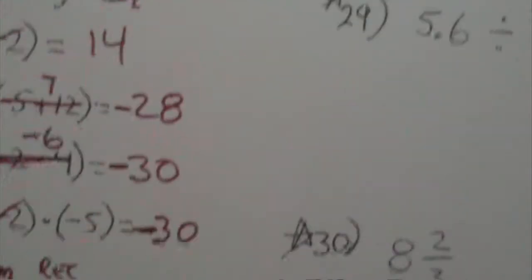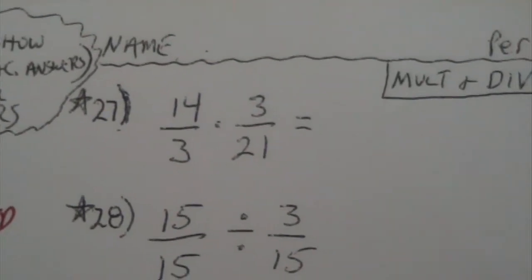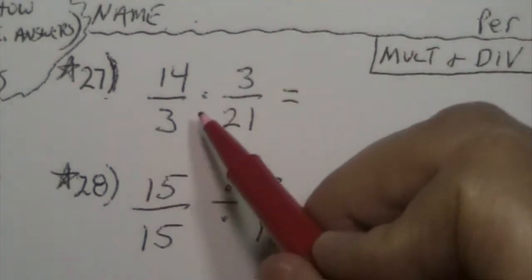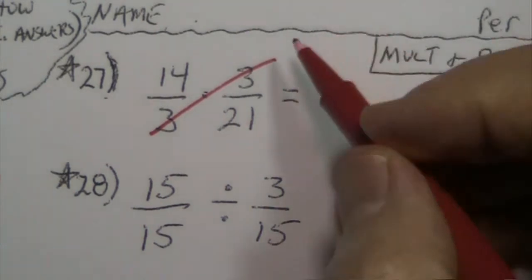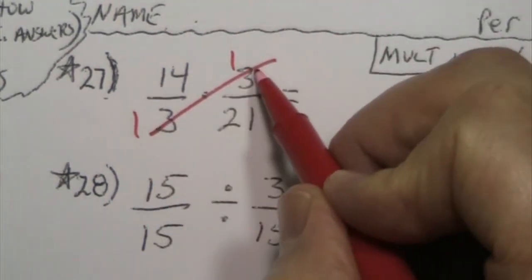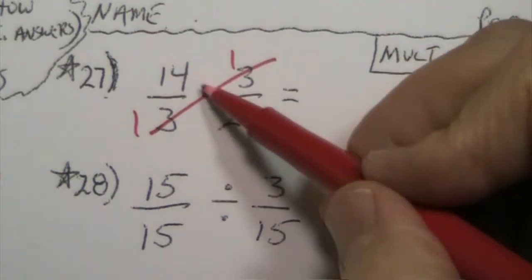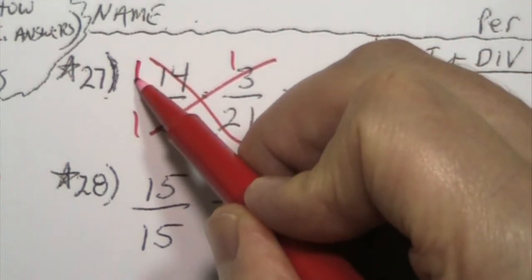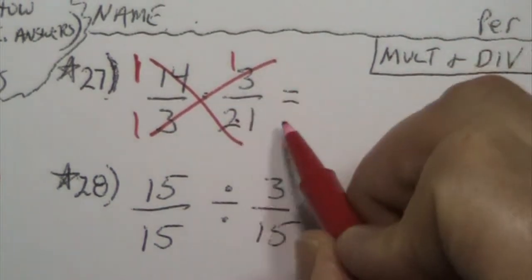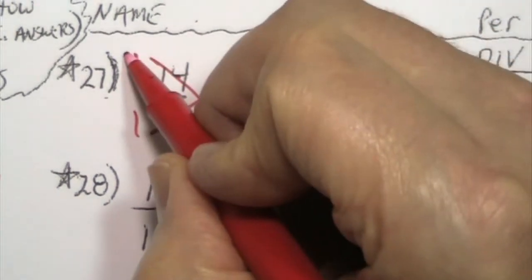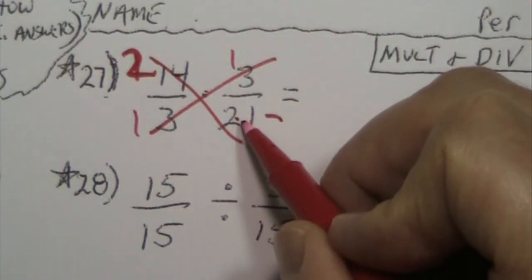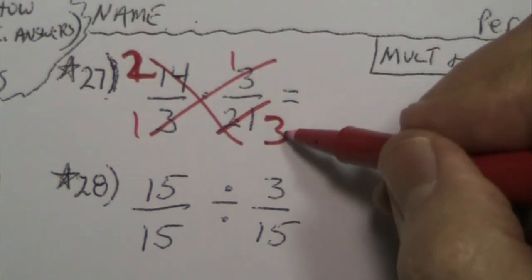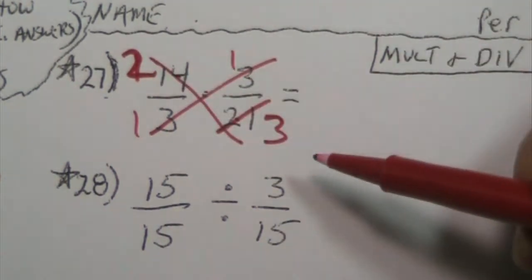Okay, going back up to the top. Again, this is multiplying, so just reduce. Notice you have the 3's. 3 goes in there once, 3 goes in there once. I have 14 and 21. 7 goes into both of those. 7 goes into 14 twice. And 7 goes into 21 3 times. So now it's not a 21, it's a 3 now. And this is not 14, it's a 2.